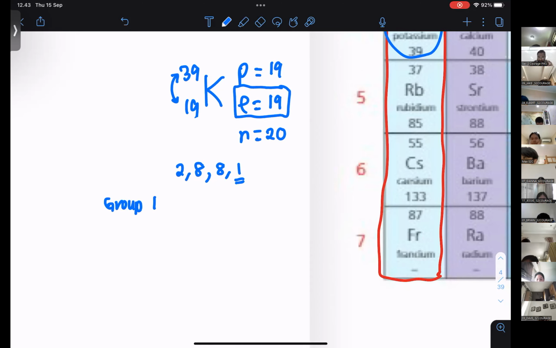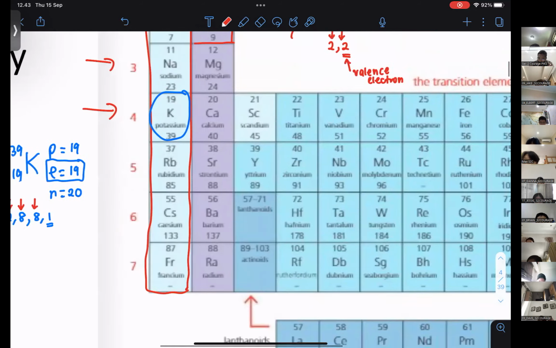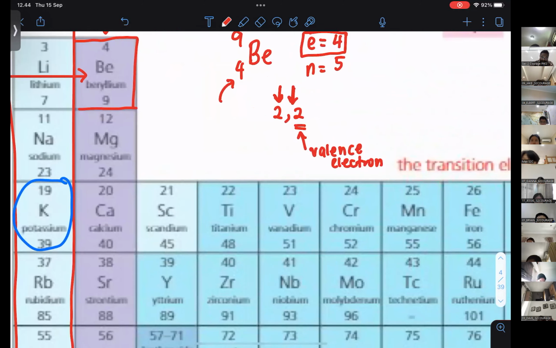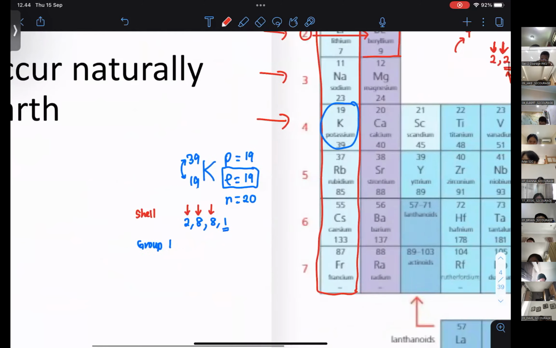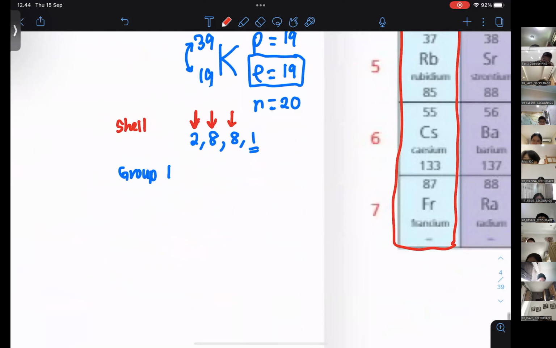And then Max, can you tell me how many shells we have over here? Just now I told you how many shells? 1, 2. So how many shells do we have over here? 1, 2, 3, and 4. Is that clear, Max? How many shells? So 4. So this is going to be period number 4. Group, we look at the valence electron. Period, we look at the number of shells.